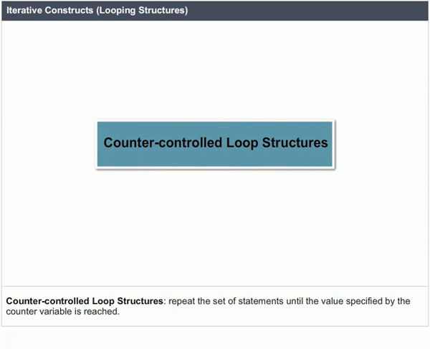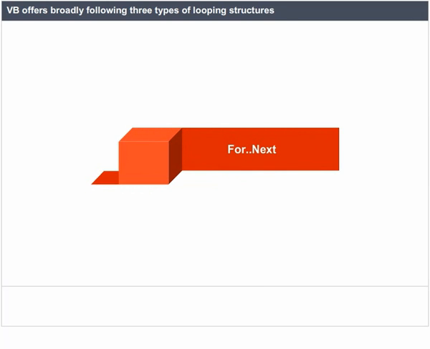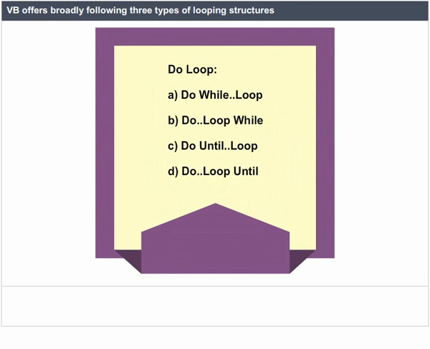VB offers broadly the following types of looping structures: for, next, do loop, do while loop, do loop while, do until loop, do loop until, while.